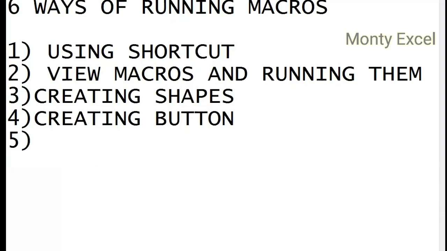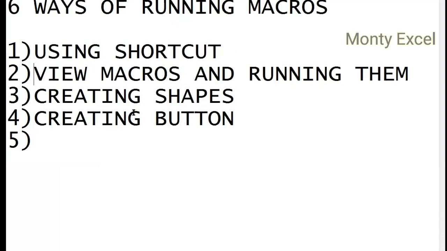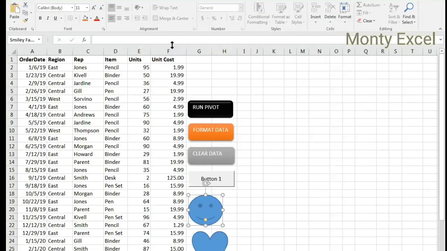Okay, the fifth way of running the macro. You might have seen using the shortcut, that is the first one. The second one is viewing the macros and running them, then creating shapes to run, creating buttons to run. And what is the fifth way? It may or may not be what you call a favorite, but it also works. That is, I have pivot to as the macro to run.